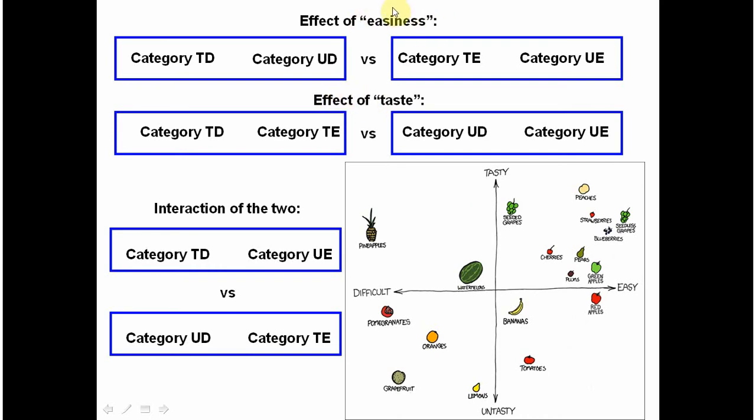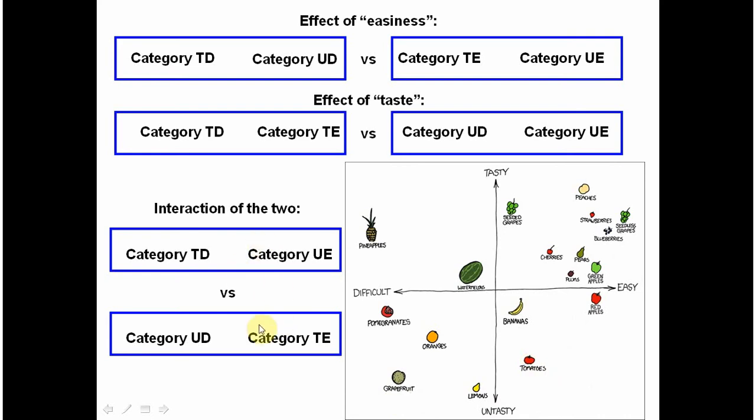If you test for the easiness, then you must compare category tasty difficult together with category untasty difficult against the other two categories, tasty easy and untasty easy. The difference between those two categories is the easiness. On one side there are two easy categories, on the other side there are two difficult categories. The same for the taste. On one side we collect tasty categories, on the other side untasty, both difficult and easy.